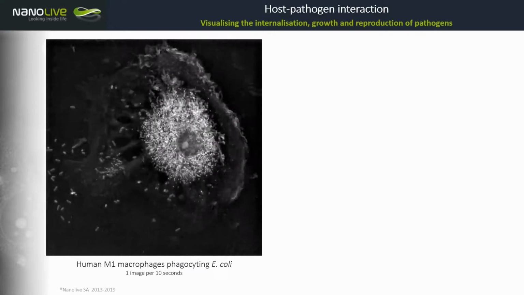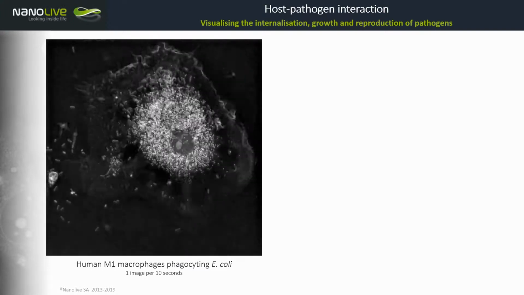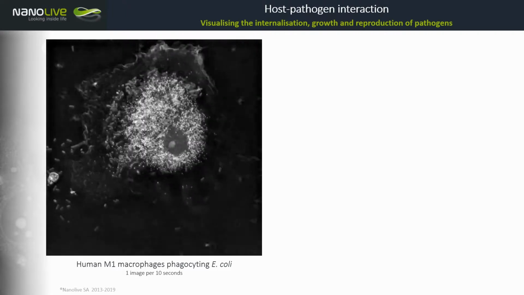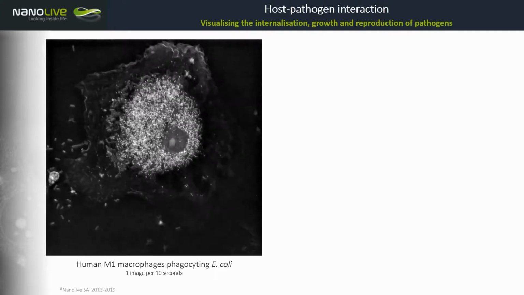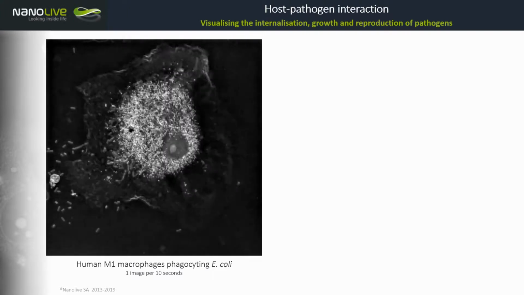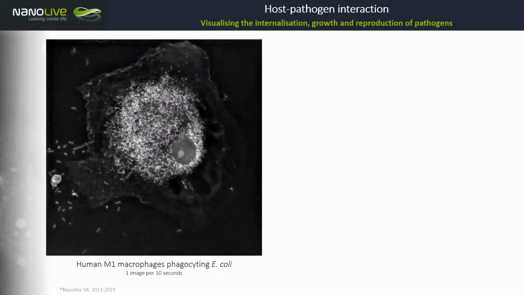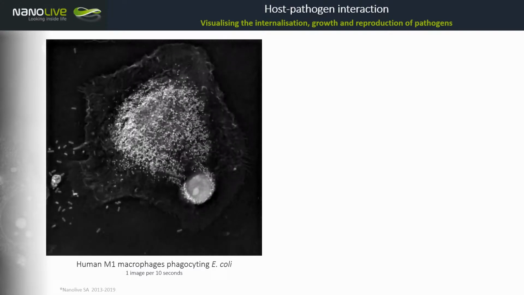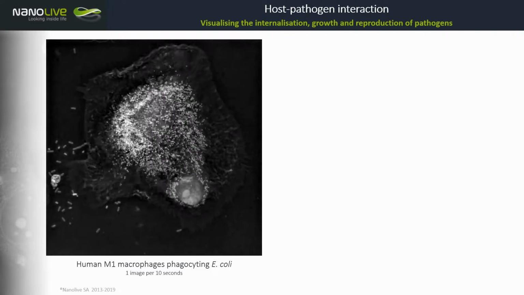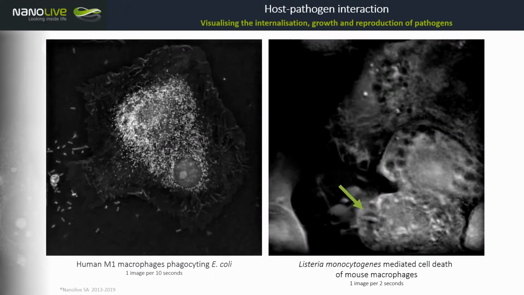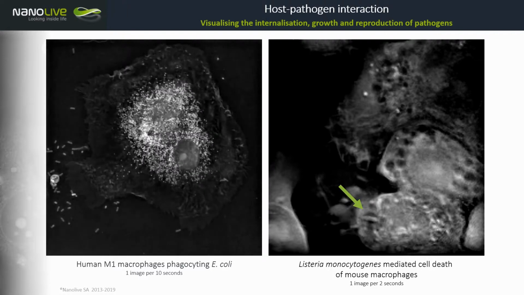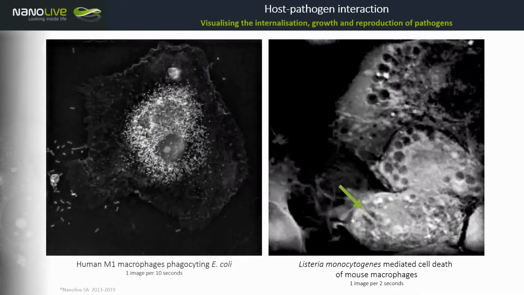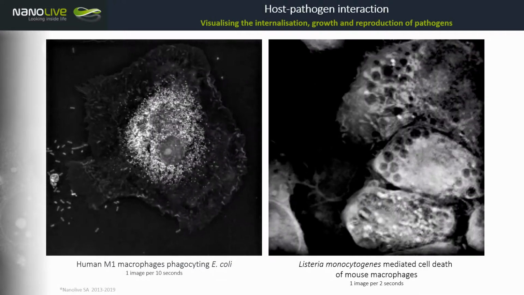Thanks to the high imaging frequency and tomographic capability to visualize cells in 3D, Nanolive imaging can guarantee 3D monitoring of internalization processes, such as endocytosis and phagocytosis, which provides a global view of host-pathogen interactions. This is illustrated nicely with this example of human M1 macrophages phagocytosing E. coli bacteria. On the right panel, the green arrow is pointing to a Listeria bacterium inside the host cell's cytoplasmic vacuole. We can observe this bacterium's rapid release through the plasma membrane and the host cell's death.